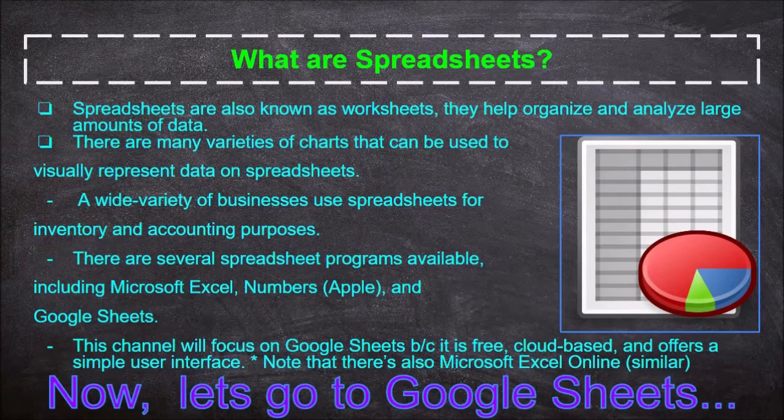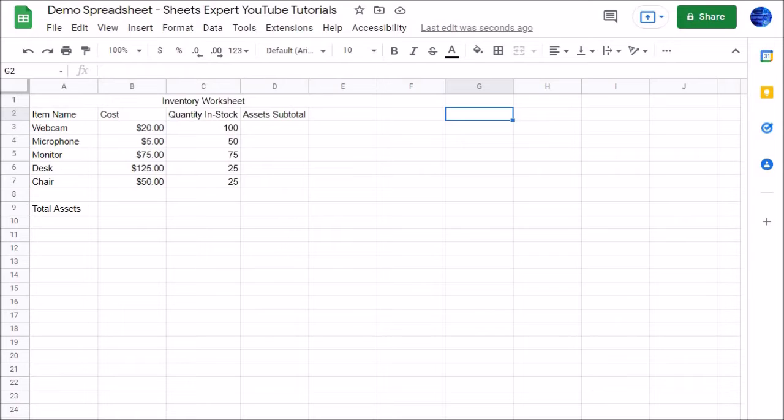Now let's go to Google Sheets. Let's start with the basics. So I've got an inventory worksheet here in Google Sheets, and we're asked to find the total assets and the asset subtotal. In many spreadsheet programs, you're not able to delete, as in completely remove from the workbook, rows and columns. They'll just clear the contents. Although in Google Sheets we can actually directly delete extra rows and columns.